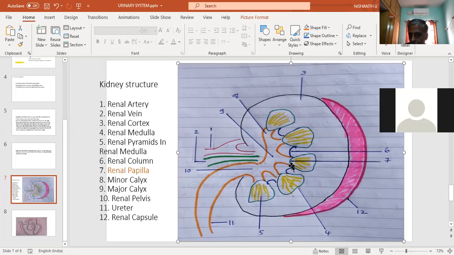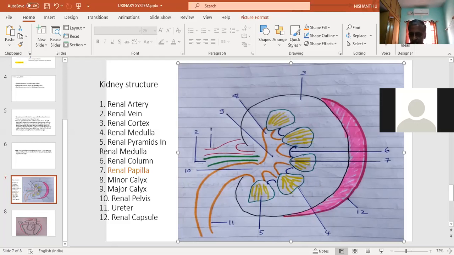So the tip of the medulla, we call it renal papilla. I repeat again, so many renal medullas are there. You can see this is the tip of the medulla and the base. The tip of the medulla, of all the medulla, is called renal papilla, and the papillary duct will be there.